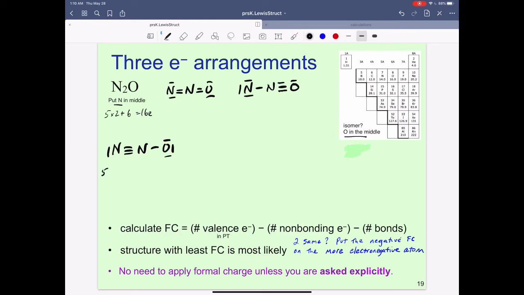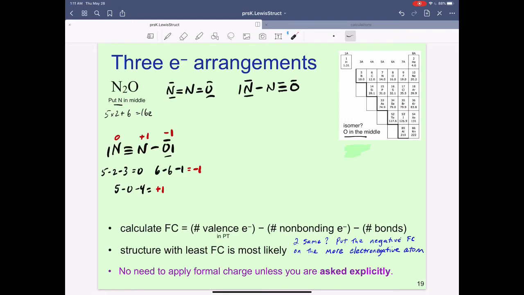Formal charge would be 5 minus 2 minus 3 bonds. We'd get a value of 0 for this nitrogen. The nitrogen in the middle would be 5 minus 0, no unshared pairs, minus 4. That'll give us a positive 1. And the oxygen on the right with 6 valence electrons, minus 6, 2, 4, 6 unshared electrons are non-bonded electrons, minus 1 will give us a value of negative 1. And so we do have formal charge here.